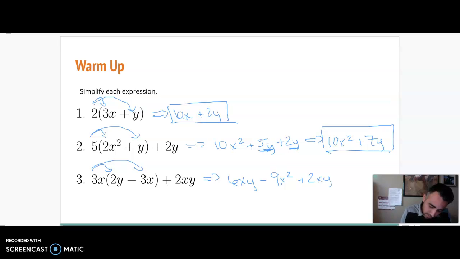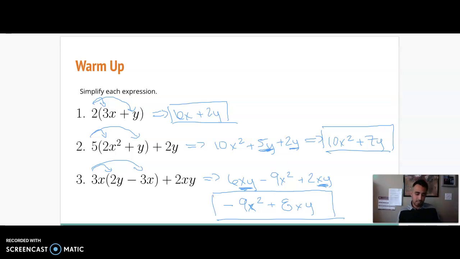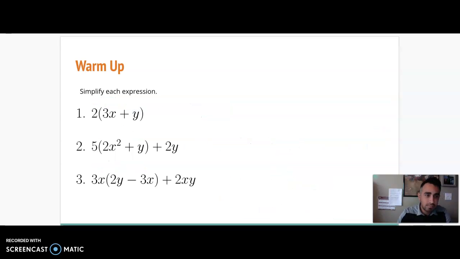Now notice again we have like terms. So our final answer will look like a negative 9x squared plus 8xy. And I put the highest exponent in the front. That's just what I do. You can keep it as 8xy minus 9x squared. Either way works. But this will be our final answer for number 3. Good? Alright, so clearing this up, moving on.